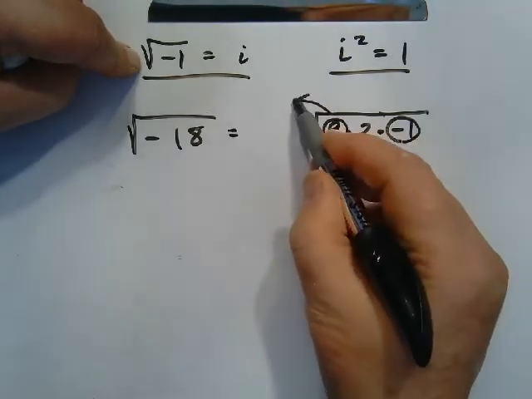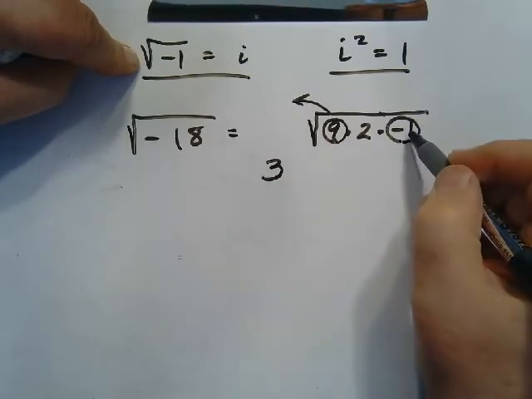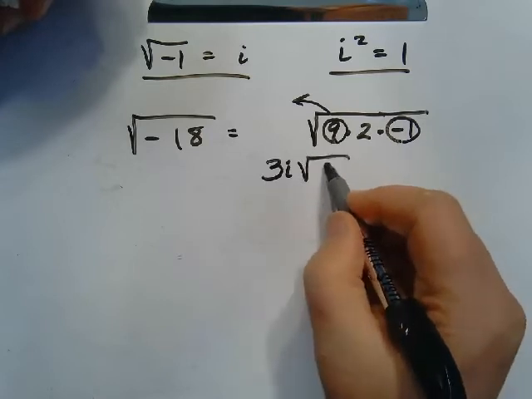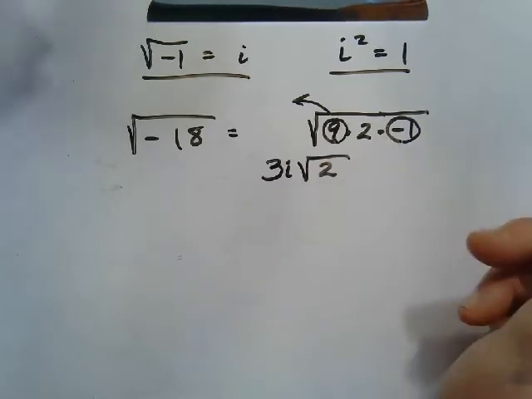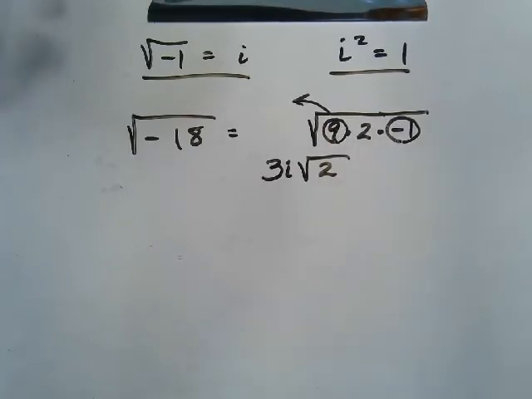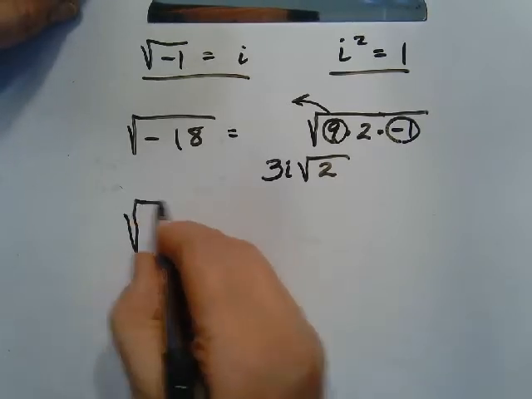So if I take the square root of 9, I'll get 3. I get the square root of negative 1, which is i. Square root of 2 is left behind. The 2 does not come out. I've taken out all the perfect square factors. This is simplifying the radicals the way you've done before. Let's look at another one here.